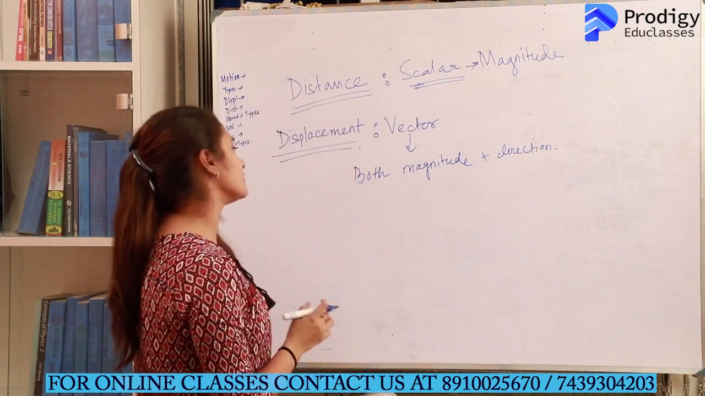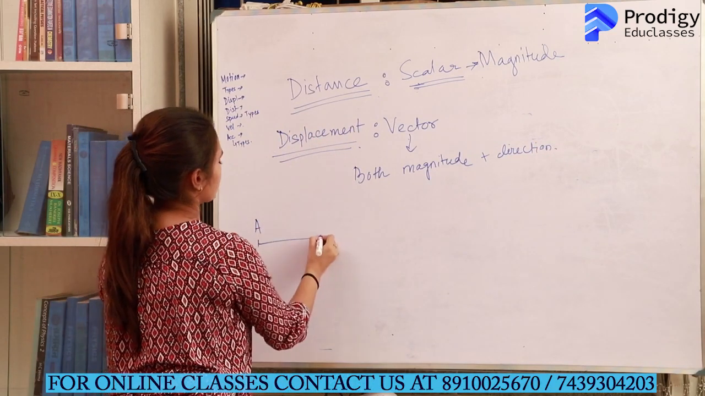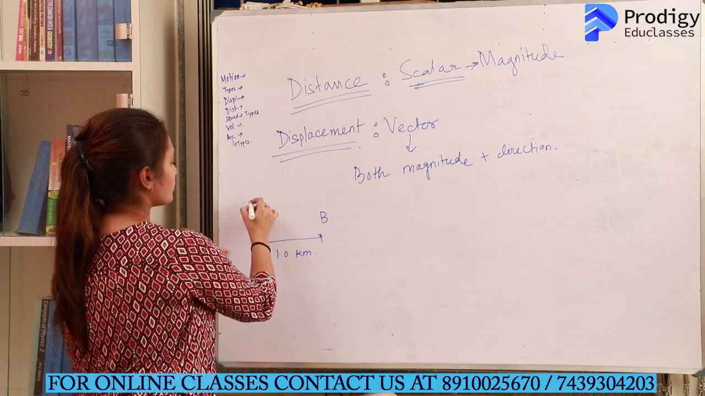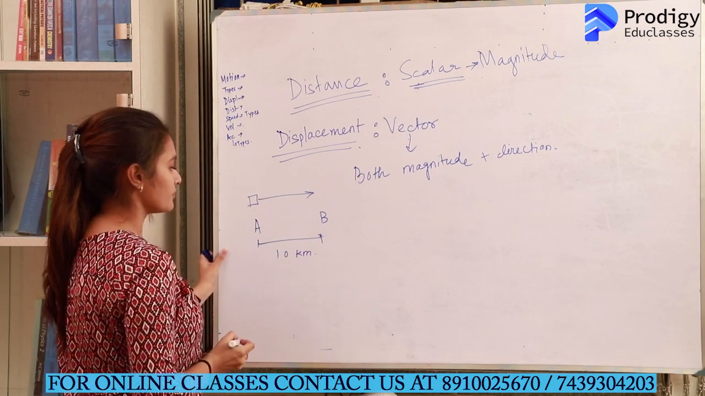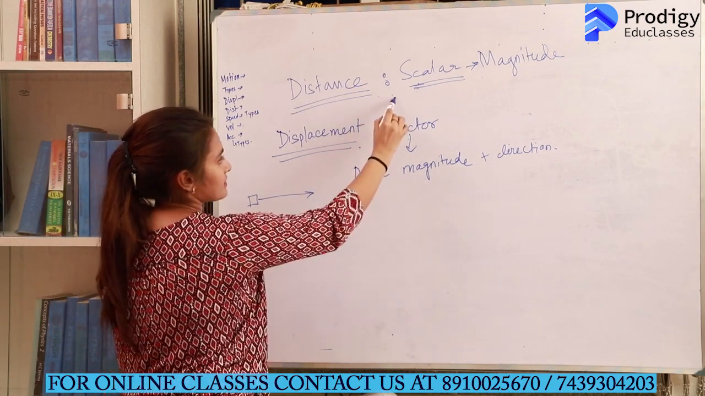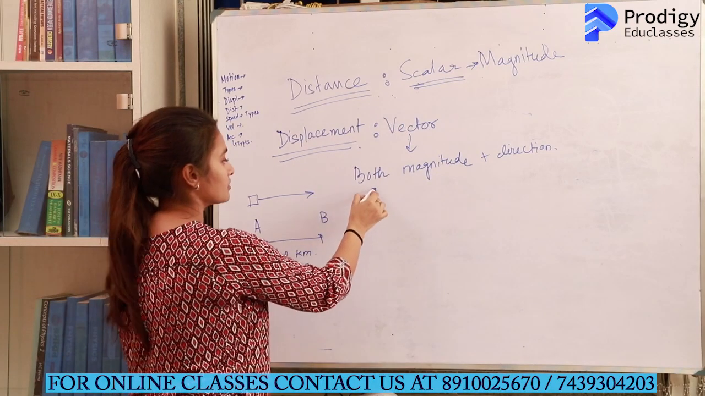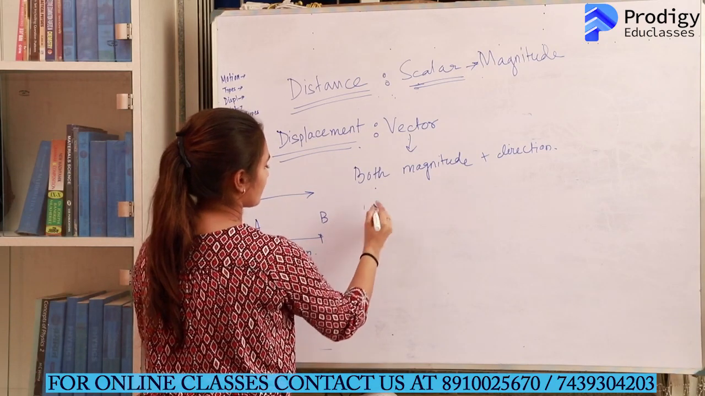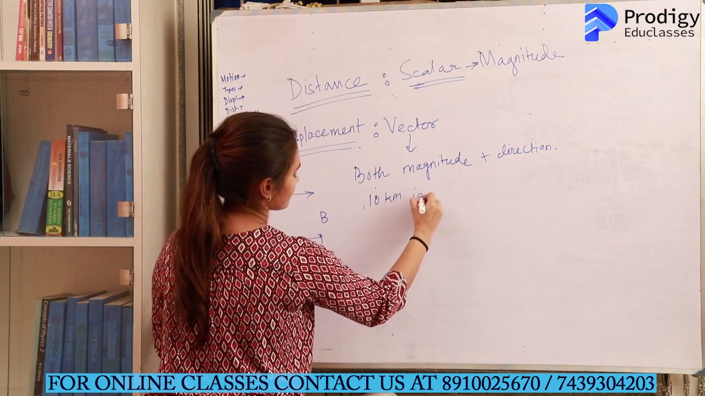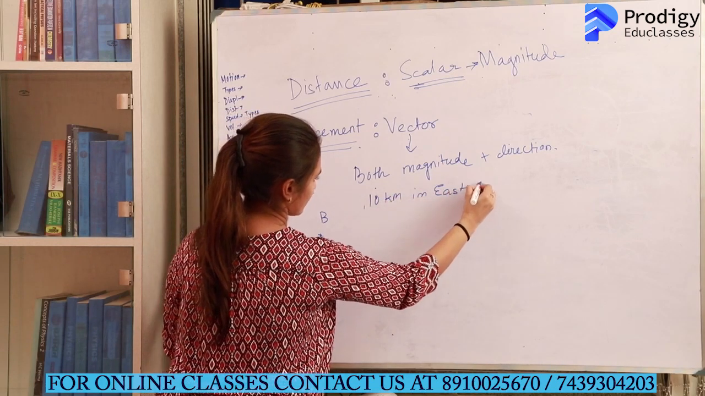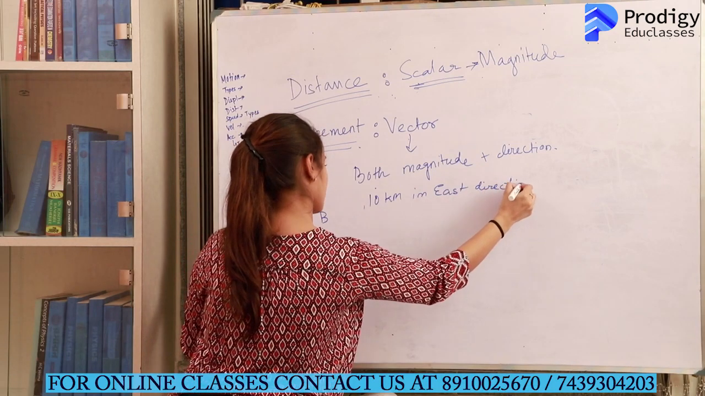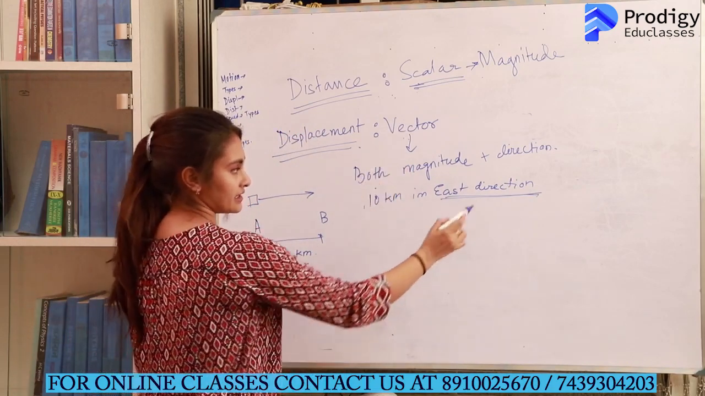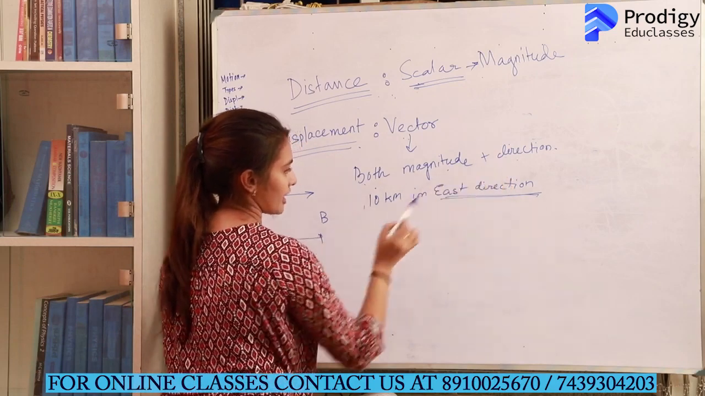I would again like to take my previous example. Suppose the distance between point A and point B is 10 km. To understand this, suppose the car is moving from point A to point B. In case of distance, I will say that the distance is 10 km. But if I have to say about displacement, then I will tell that the car is covering a distance of 10 km in the east direction. When I add this certain point of direction, then it becomes a vector quantity. I have already written that it contains both magnitude and direction.